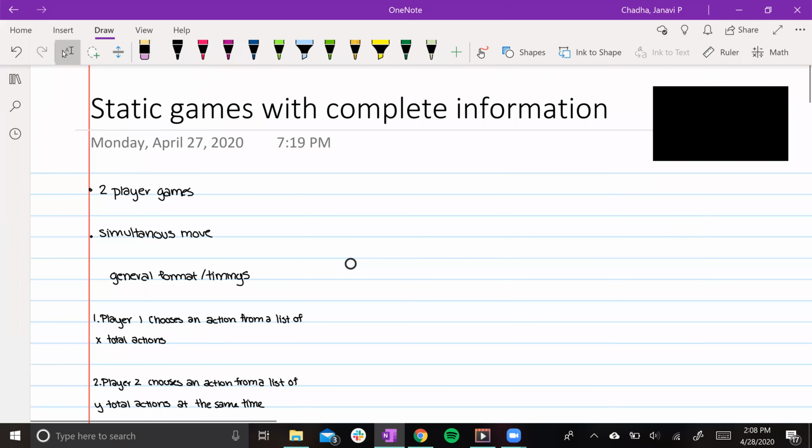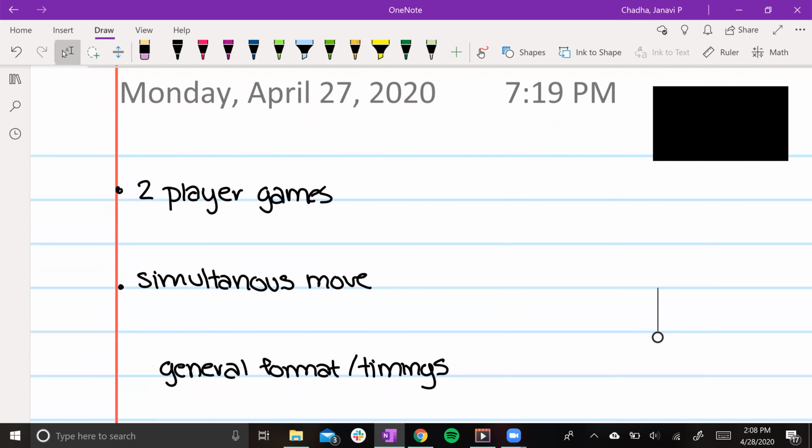Hello everybody. Today we will be talking about static games with complete information. For these examples, we'll be talking about two-player games that are simultaneous move.